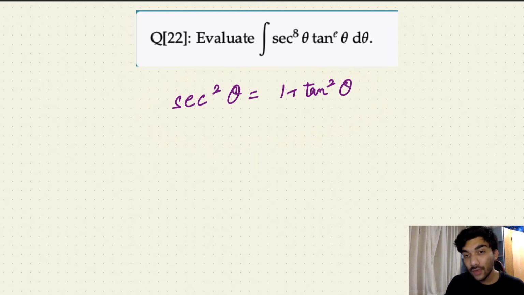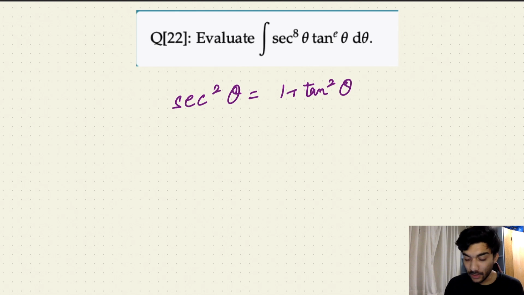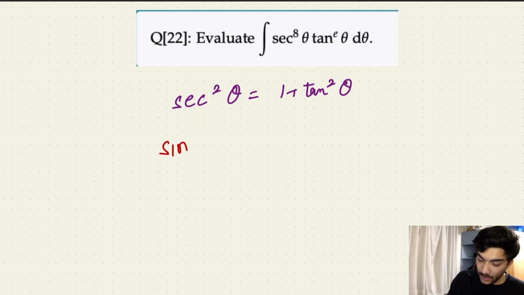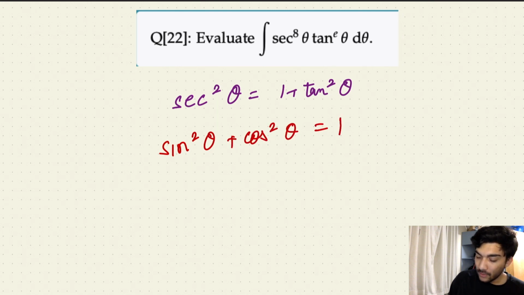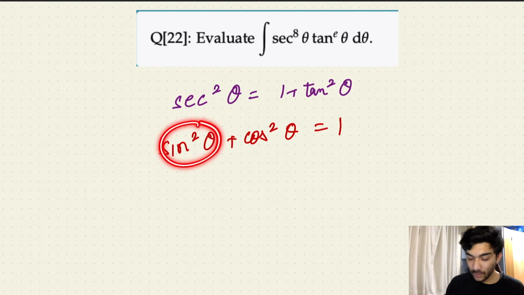Since we know that sine square theta plus cos square theta equals 1, you can derive this expression here. You just have to divide the whole equation by cos square theta. Then sine square theta over cos square theta becomes tan square theta, cos square theta over cos square theta becomes 1, and 1 over cos square theta becomes secant square theta, right?